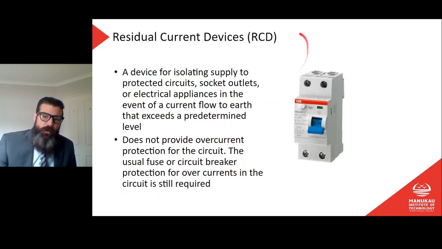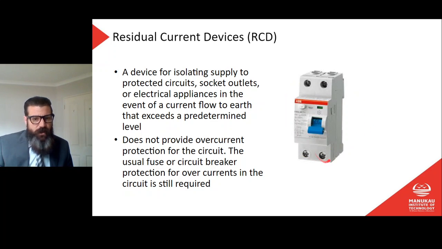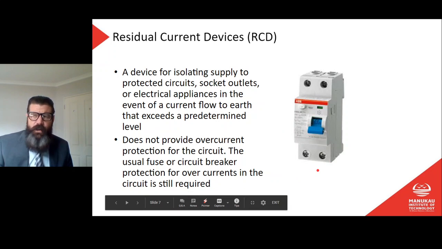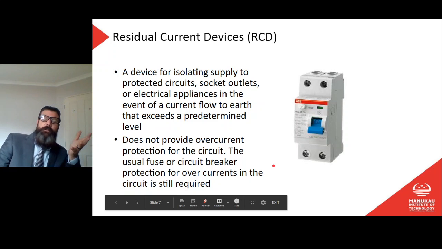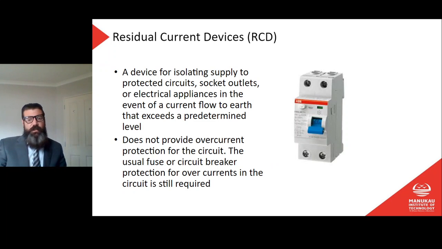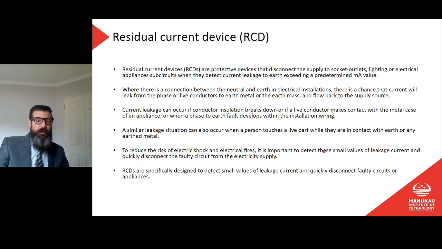If we have a small current flow to earth, a low current flow down to earth, the RCD is going to pick that up. It doesn't provide normal overcurrent protection for the circuit. We still need our normal circuit breakers or fuses or whatever it is to do that. Unless we have an RCBO, right? Which we know is a combination of a circuit breaker and an RCD.